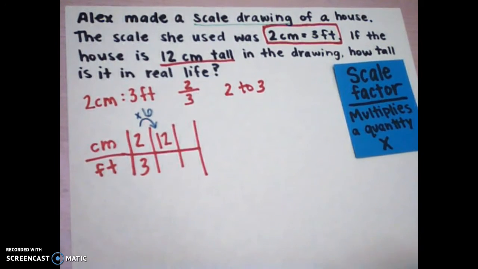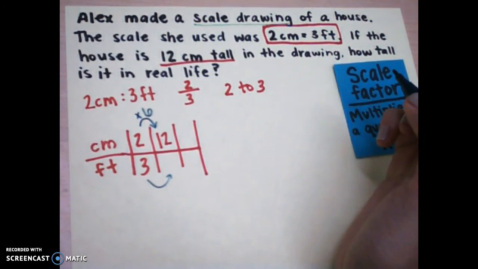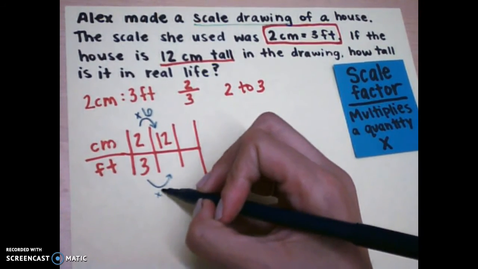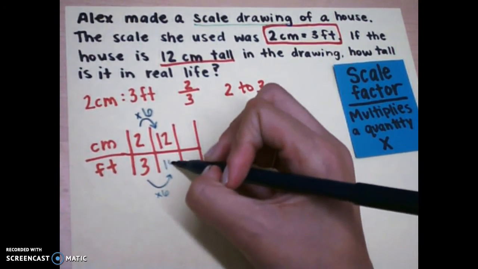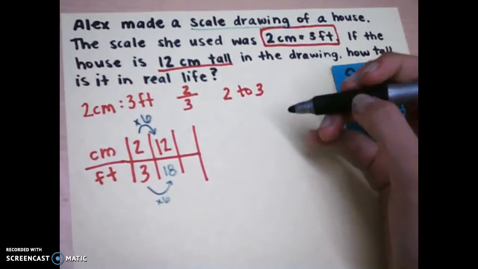And since it's a ratio, I need to do the same thing to the other number in my ratio to keep them equivalent. So 3 times 6 is going to give me 18, which means that the house is 18 feet tall in real life.